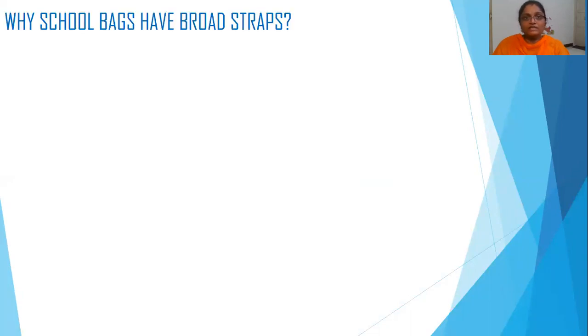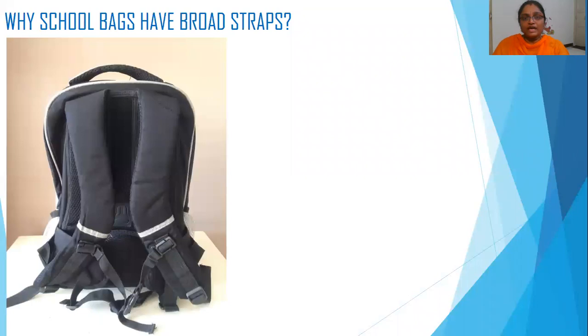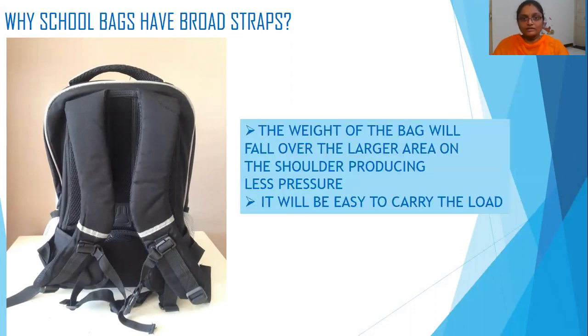Why do school bags have broad straps? Have you ever observed that your school bags have broader straps? What is the reason behind it? The weight of the bag will fall over the larger area on the shoulder, producing less pressure, and it will be easy to carry the load. That is why broader straps are provided for school bags.